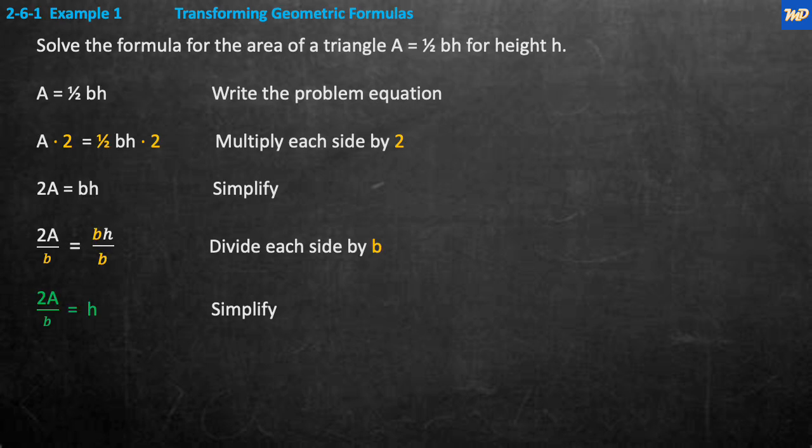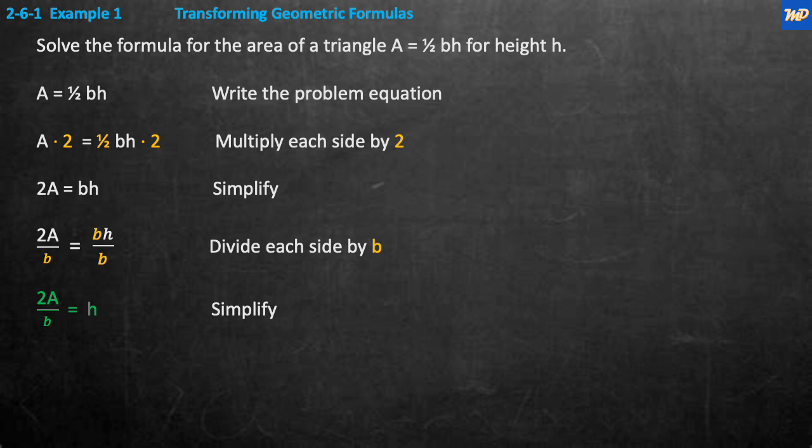Okay, example 1, transforming geometric formulas. Solve the formula for the area of a triangle, A equals 1/2 the base times the height, and solve it for the height. Right now it's solved for A. A equals, we want to switch it so it says H equals. As always, write the equation that you're going to work on first, that way you look back at what your problem is and make sure you're solving the right problem.